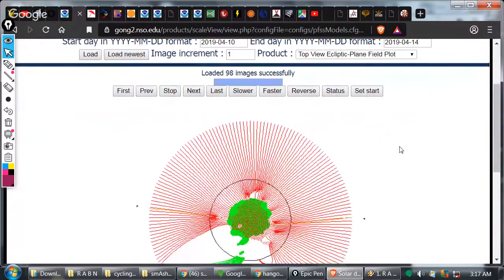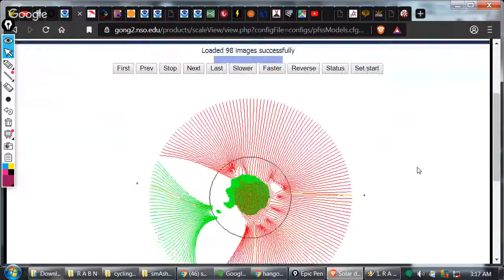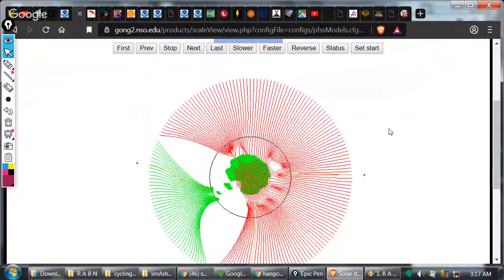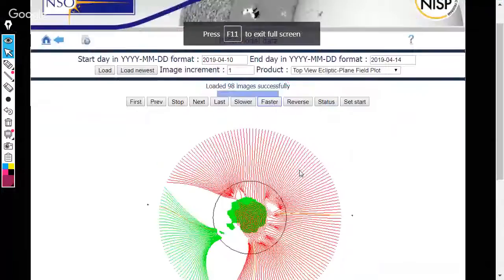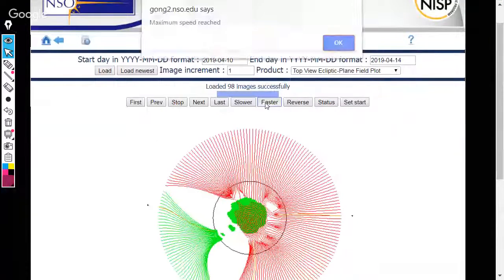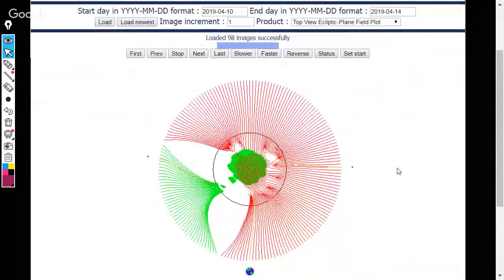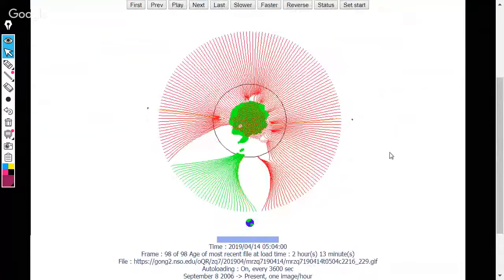All right. I would like to note one thing on this if it plays. It's really weird. What are you doing to us, GONG 2? Okay. All right, I'm just going to go to the last frame here because I do want to note something.